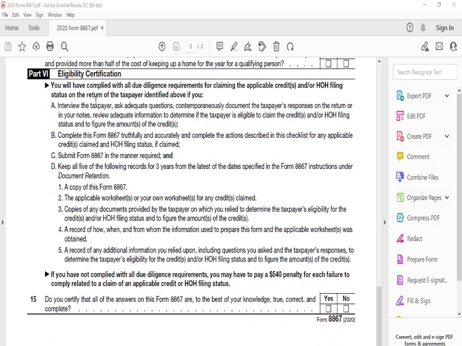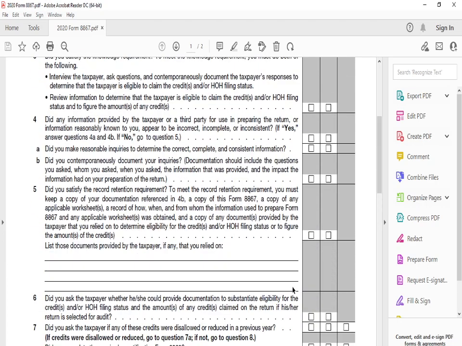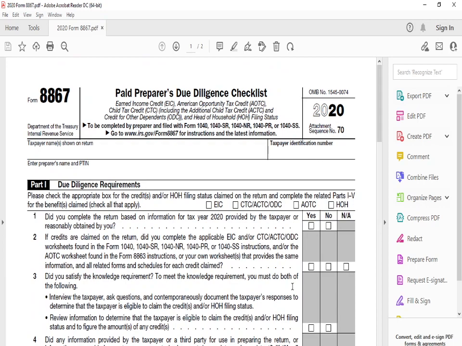Then once you do that, you read through this and you certify it, and usually your program will do a good thing by saving it. But if you're doing a paper return, obviously you will have to fill it out and send it in. Even so, the program will do it for you. You print it out and you send it. There's usually no reason for that, and more than likely you will be filing online. But with that being said, that's about it. That's how you fill out the Paid Preparer Due Diligence Checklist.